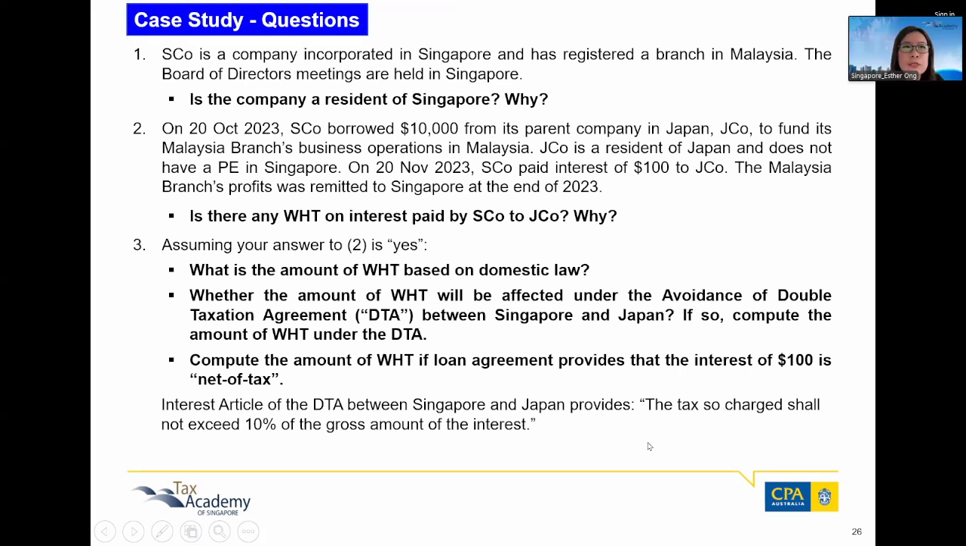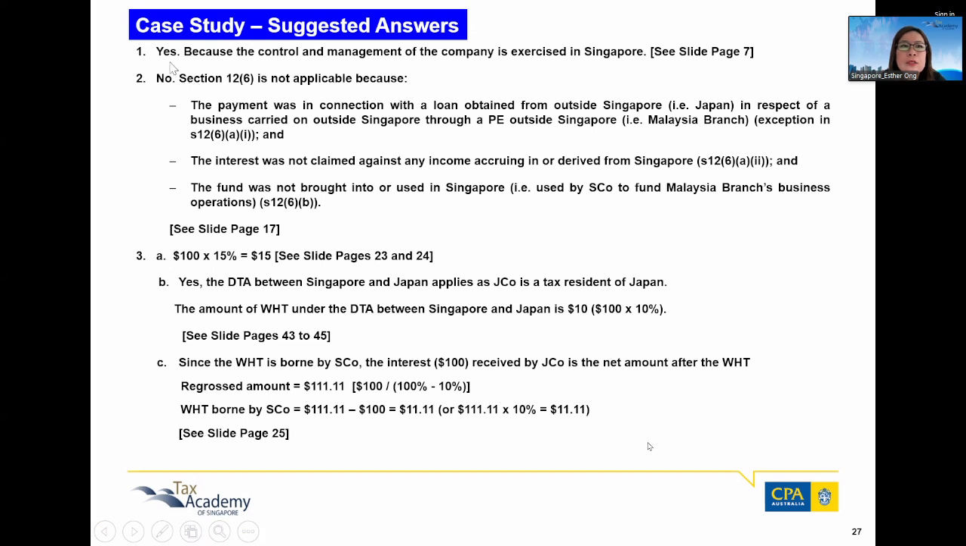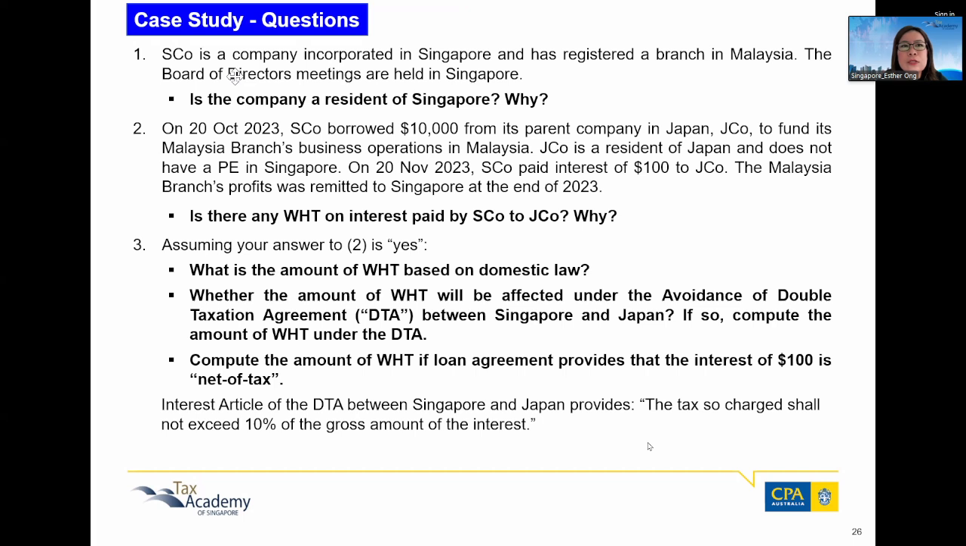Let's go through the question again. Question 1: Esco is a company incorporated in Singapore and has registered a branch in Malaysia. The board of directors meetings are held in Singapore. So is Esco a resident of Singapore and why? In this case, the answer is yes. The control and management of the company is exercised in Singapore. And how do we know? The question says that the board of directors meetings are held in Singapore. So this is one of the common indicators that we usually see of whether control and management of the company is exercised in Singapore.